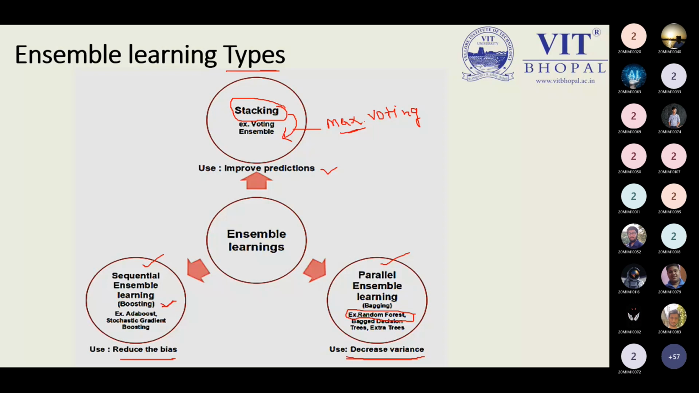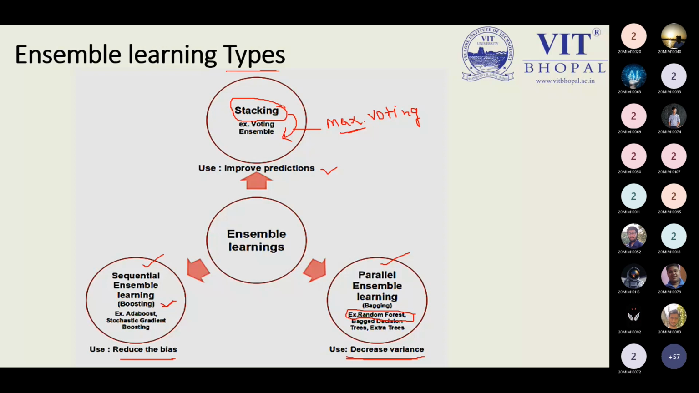When I'm using the stacking method in ensemble learning, the approach I will use is known as the voting ensemble, and for solving the problem I will use maximum voting. This is usable when I need to improve the prediction. So when I need to improve the prediction, I will use a stacking method, the voting ensemble approach, and max voting is the technique implied in the voting ensemble.